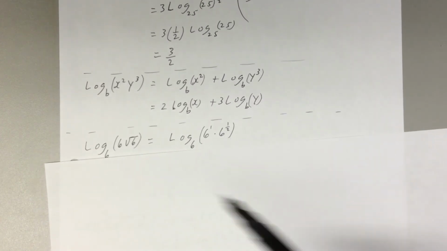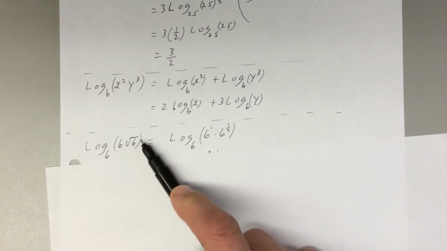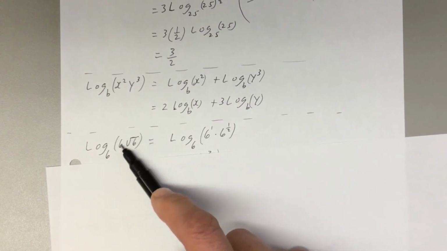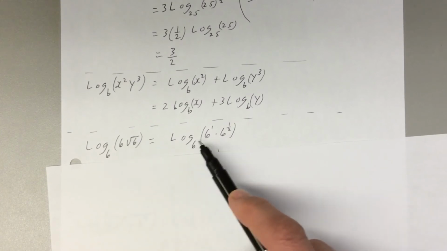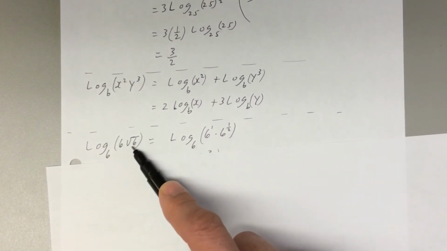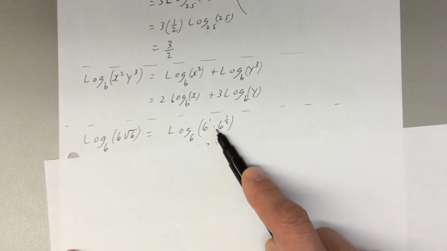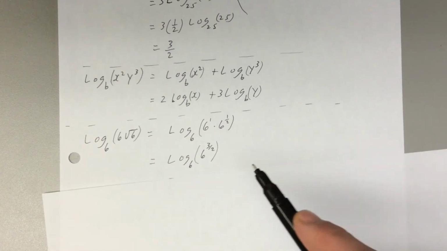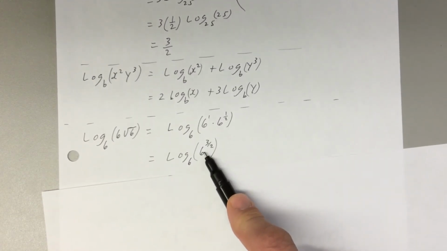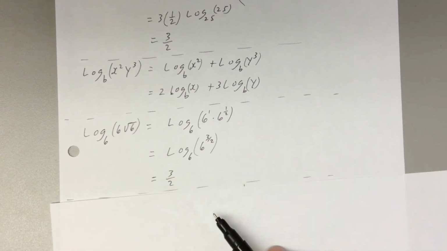Here's another one, log base 6 of 6 root 6. Well, we don't have 6 as the base here alone at the moment. We can change that to 6 to the 1, which is that one, and 6 to the 1/2, which is root 6. And for the product of powers of the same base, we add the exponents, so that becomes 6 to the 3 halves. Now these cancel each other out, and you've got 3 halves.